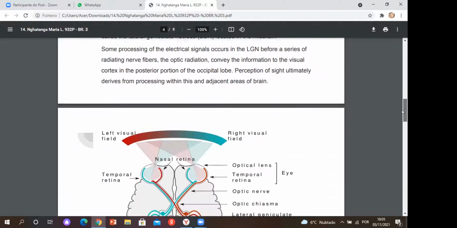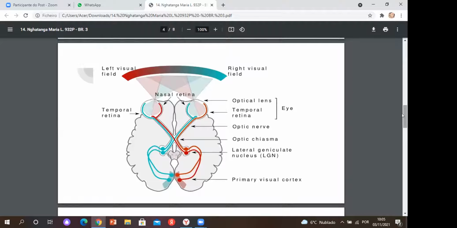So basically we can say the message is finally taken to the visual cortex at the back of the brain. So it's there at the back of the brain. Here we have a picture explaining what I just read.